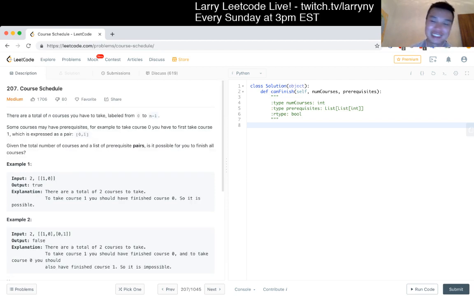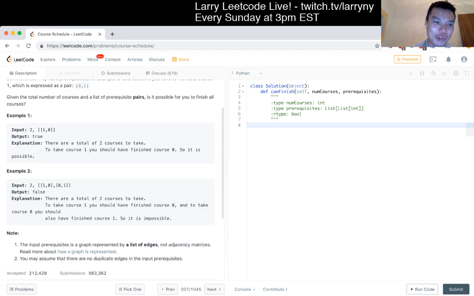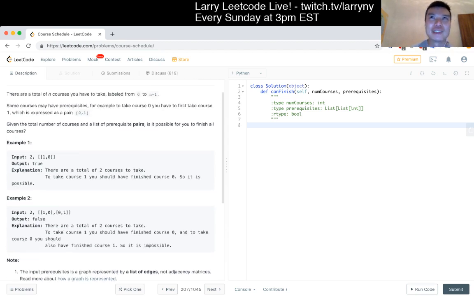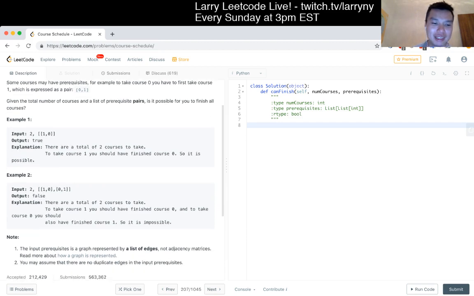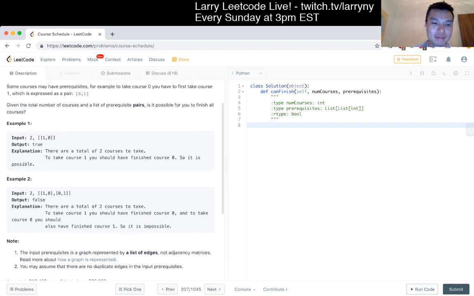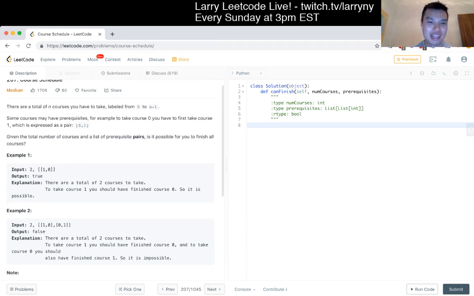To be honest, I maybe spoke a little bit too hastily. You don't even need to necessarily topologically sort this, maybe. Do you need to? Because I think maybe it's okay to see if there's a cycle in the graph. If you're given a graph, as long as it has no cycles, then you could complete all your courses. So this is even slightly easier than a topological sort. That would definitely give you the answer.